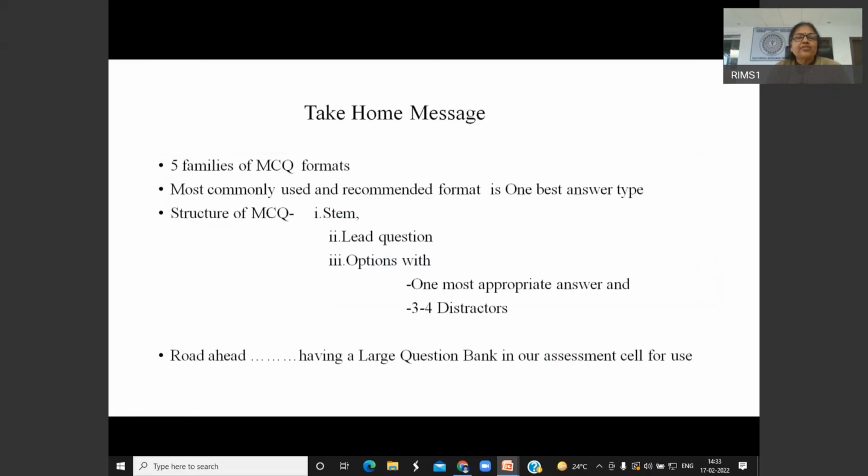Now, what is our take-home message? We have seen that there are 5 families of MCQ format. The most commonly used and recommended format is the one-best-answer type. Then the structure of the MCQ: it has one stem that continues into the lead question. It is followed by options or choices, in which there is either one most appropriate answer or the only best answer, and the others are 3 to 4 distractors which distract the students from opting for the most appropriate answer. Now, the road ahead: we should have a large question bank in our assessment cell for use during examinations, from which questions can be taken out or sampled.